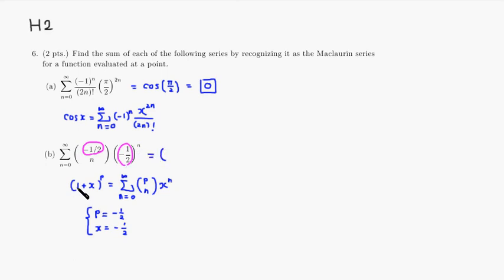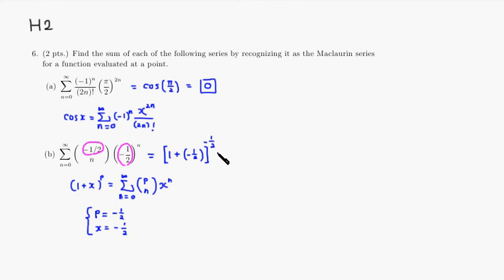1 plus x, and x turns out to be negative 1/2, so put the negative 1/2. Maybe I'll put a bracket so that I don't get confused. So here's a bracket. So this is basically 1 plus x, raised to the p power. P is also negative 1/2.